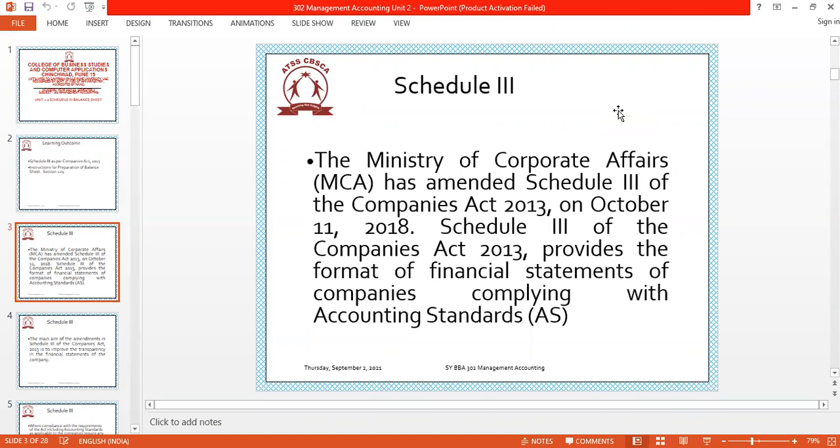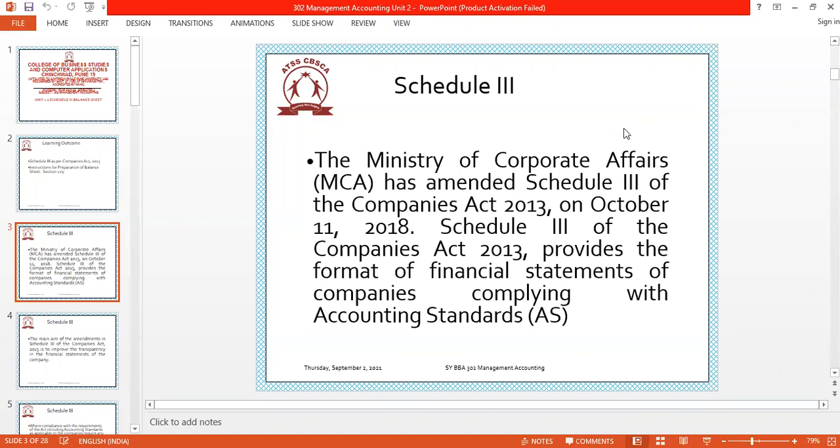The Ministry of Corporate Affairs has introduced this Schedule 3 so that when we prepare the final accounts or the statements, it will be easy and common for all to follow. That is the main intention. Previously, what was happening was that many companies were preparing the accounts as per their own conveniences. It was difficult for the companies to compare and everything.